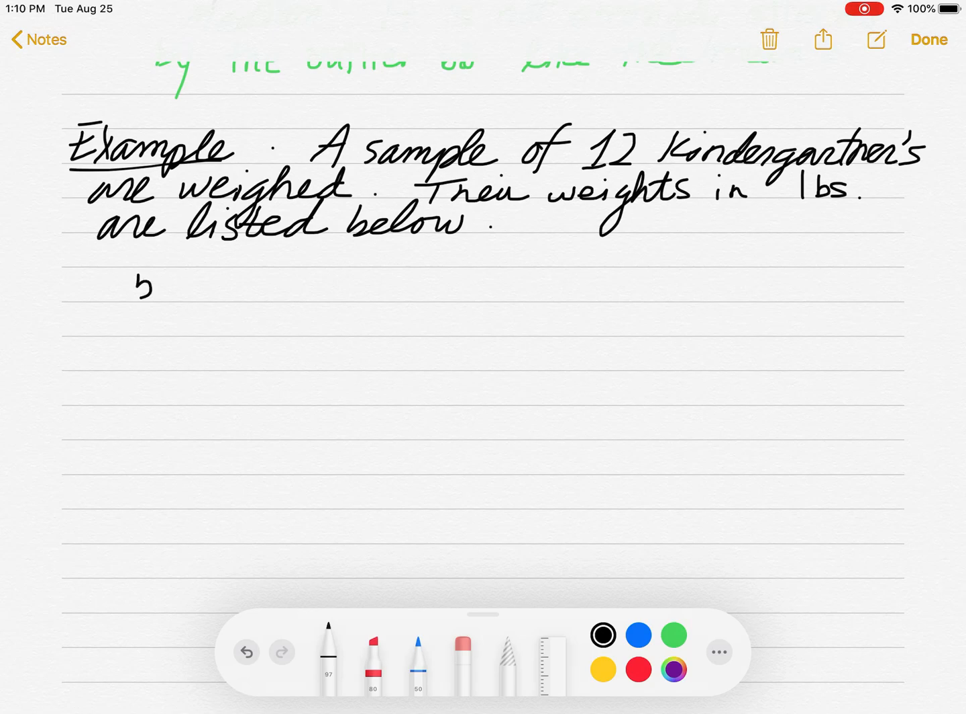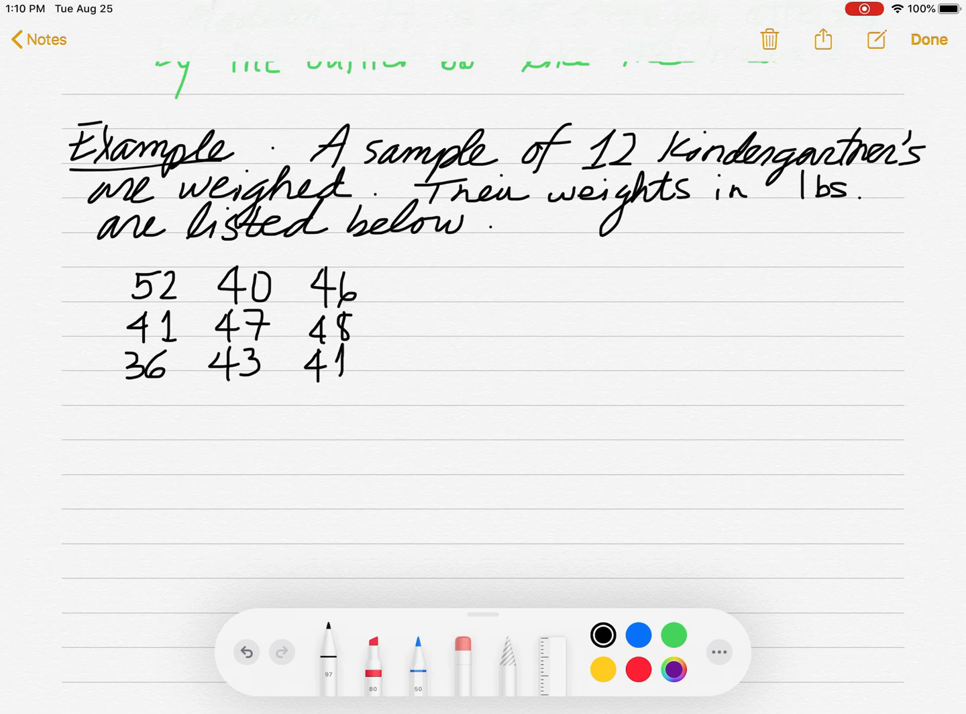Okay, so we got 52 pounds, 41 pounds, 36 pounds, 40 pounds, 47 pounds, 43 pounds, 46 pounds, 48 pounds, 41 pounds, 38 pounds, 42 pounds, and 50 pounds.